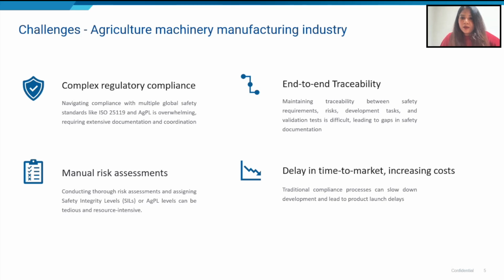And as machinery becomes more and more complex, ensuring functional safety becomes more challenging. Advanced machines like harvesters and tractors need to be thoroughly tested to ensure they operate safely under all conditions. Finally, all of these factors can lead to significant delays in time to market, increasing your costs and reducing your competitiveness.